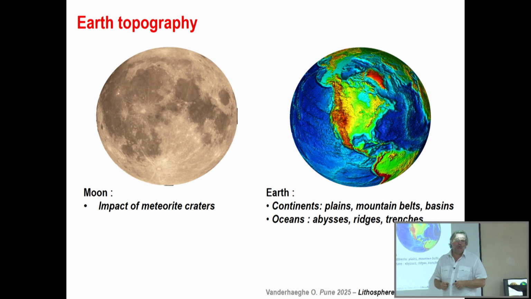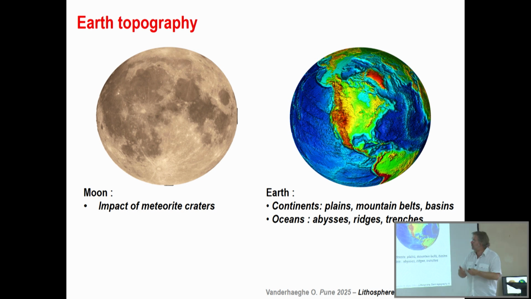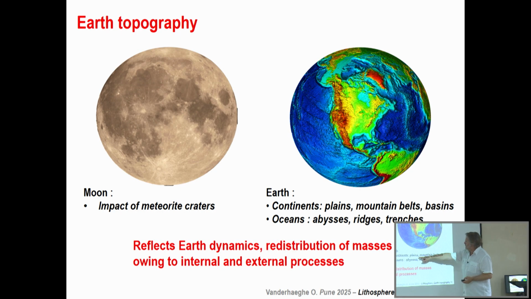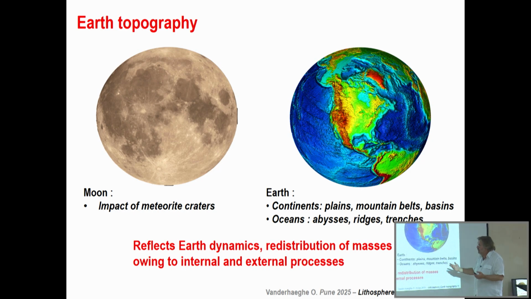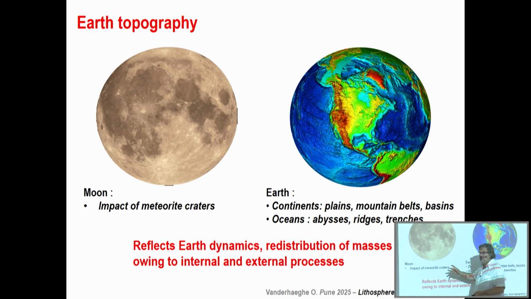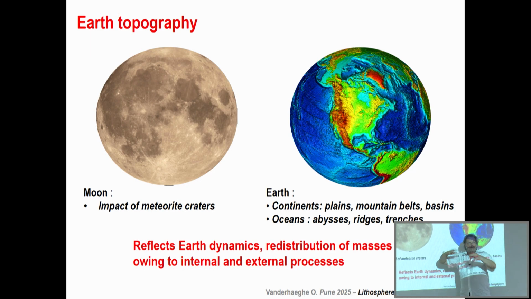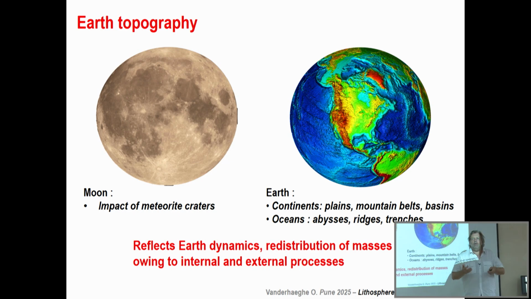No, that's not the main process. The main process is activity of the Earth: the internal cycle, the external cycle, erosion due to the presence of water, and plate tectonics that renews the Earth's surface constantly. Continents are made of plains, mountain belts, basins, oceans, abysses, ridges, and trenches, and this reflects Earth dynamics, redistribution of masses owing to internal and external processes. And the Moon is not a dynamic planet or body. The Earth is. It probably started like that, but all these craters have been erased from the surface of the Earth, all or most of them.